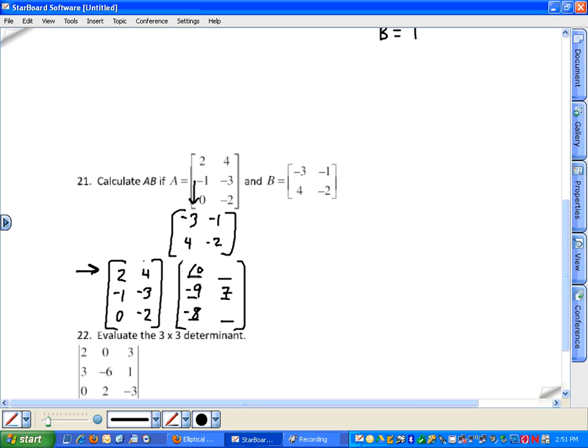And then move back to the top row, down that column. 2 times -1 is -2. 4 times -2 is -8. -2 and -8 makes -10. And then we need to drop down to this row. 0 times -1 is 0. -2 times -2 is 4. 0 plus 4 is 4.